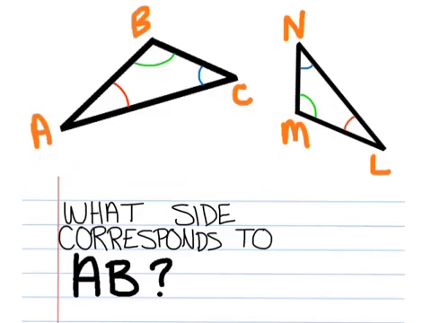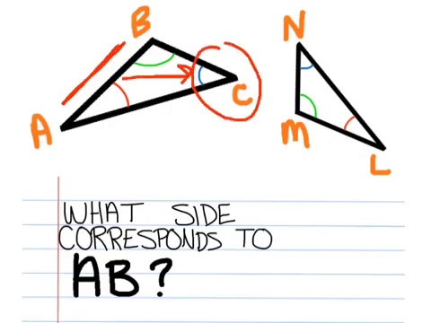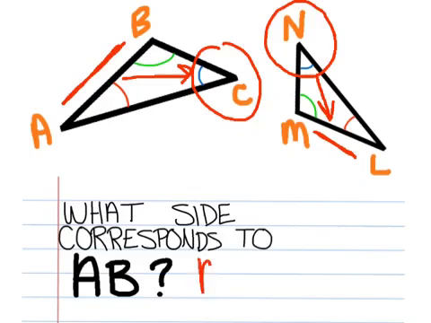Okay, example 4. We have triangle ABC and triangle MNL. We want to know what side corresponds to AB. AB is this side right here. It is opposite of angle C. So we want our corresponding angle to angle C, which is angle N. So our corresponding side is going to be ML. So the answer, what side corresponds to AB, should be ML.